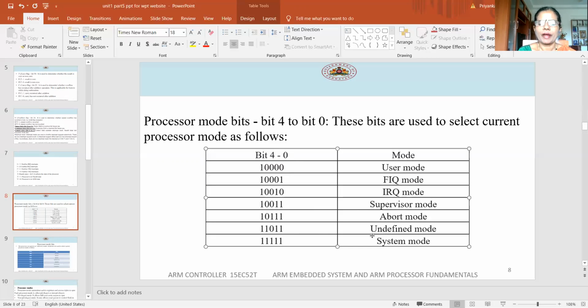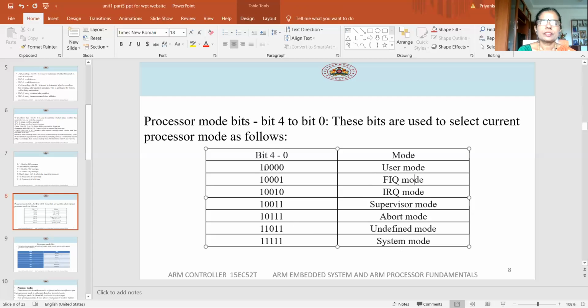11011 is undefined mode. All ones is system mode. So you need to remember these bit values to tell about the different processor modes. If I ask you what is the bit value for undefined mode, you should tell it as 11011. There is a simple trick to remember these bit numbers.